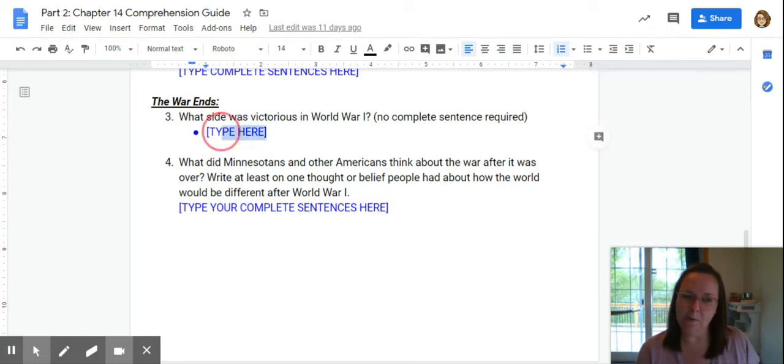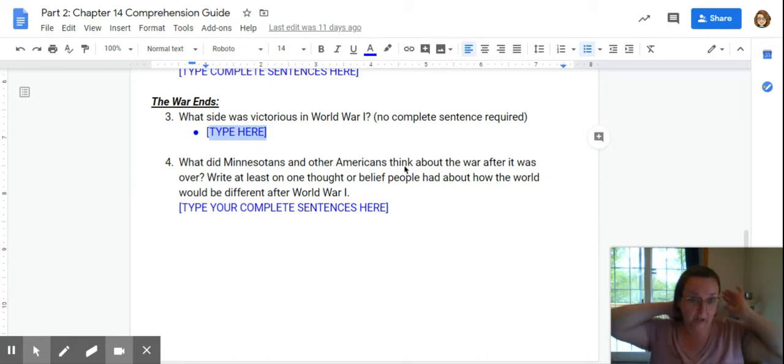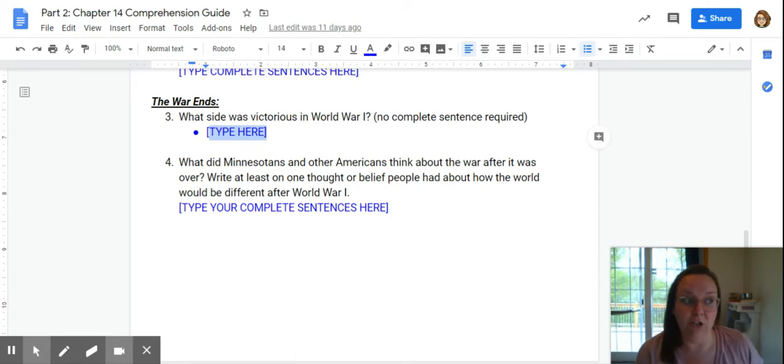Do you remember what sides are? Allies or Central Powers? Remember, we talked about those in part 1. So if you need a memory jog, you can either check your book or you can look at your comprehension guide. Should help you out.